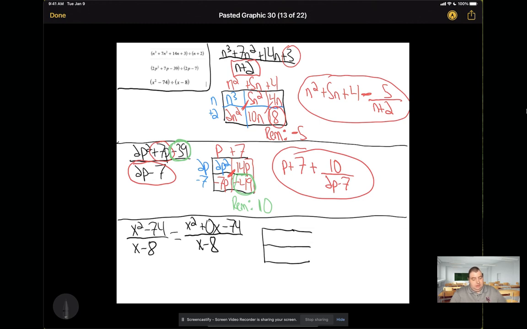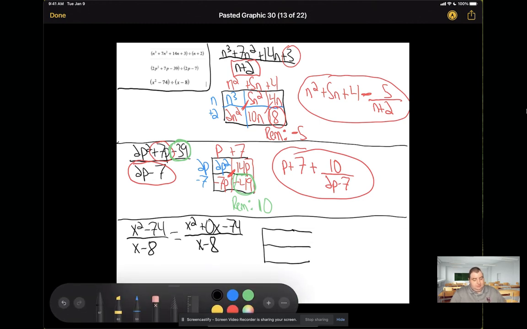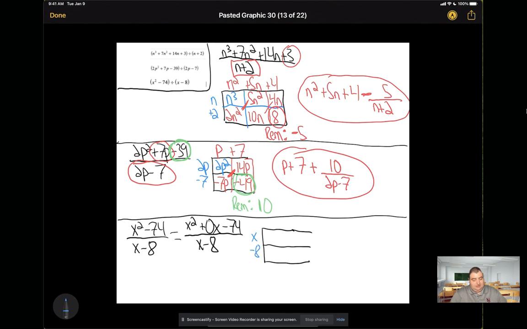So I know that I need to put x minus 8 to the left here. And I know I need to put the first term of the numerator in the top left. So let's do this problem now. So x times what is equal to x squared? So it's going to be x times x. X times x is equal to x squared. So negative 8 times x is equal to negative 8x.